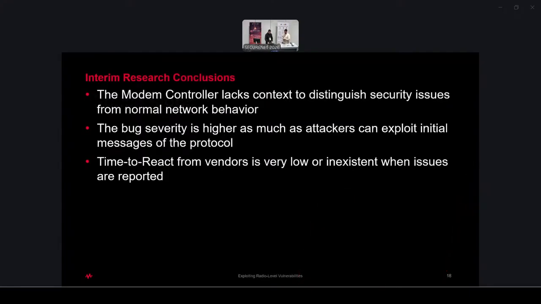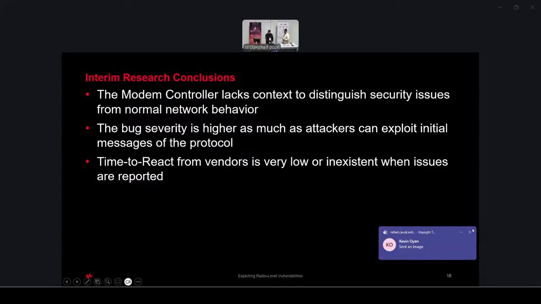Then some conclusions. First, the modem controller lacks context to distinguish what is the normal behavior from the UE and what is a crash. It's missing a security layer in the application to understand the health of the modem. And this part doesn't exist in most modems.